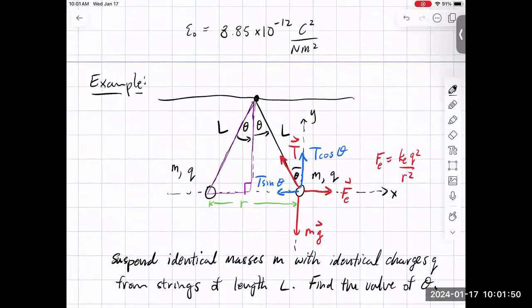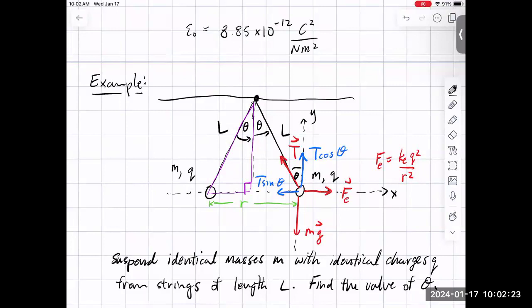Okay, we started working on an example. In fact, we finished most of it. I just want to do the last couple of steps here. The example was we're going to suspend 2 identical masses from some strings, and then we're going to give identical charges on those masses. Because of those identical charges, the masses will repel one another from an electrostatic interaction. And the question was, what angle do the strings attached to the mass make with vertical?